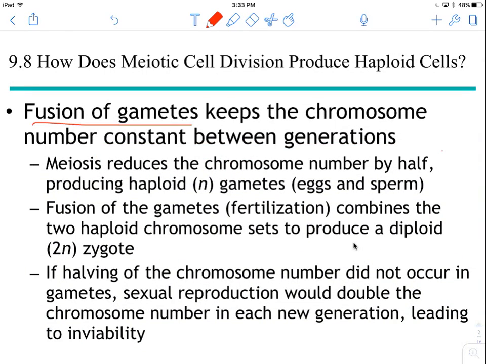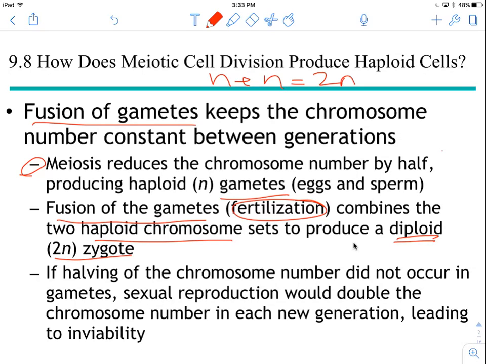And when we fuse the gametes, it adds those two haploid cells back together to make a diploid cell. N plus N equals 2N. Okay, so if meiosis reduces the chromosome number by half into gametes, when we fuse those gametes, which is called fertilization, it combines the two haploid gametes to produce a diploid zygote.